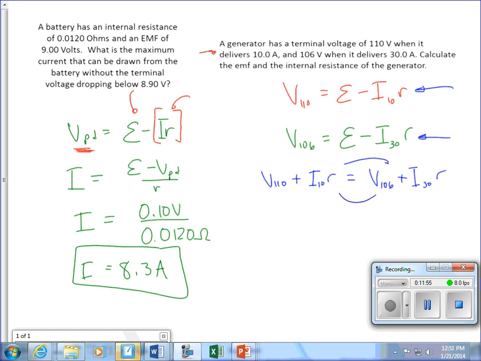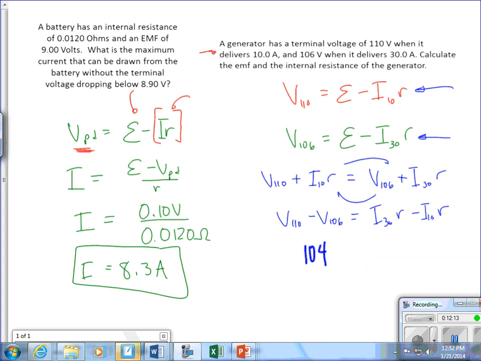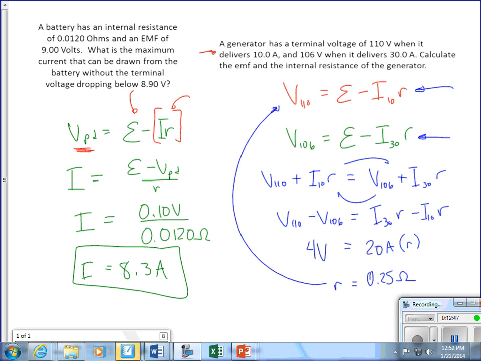I'll get all the r stuff over here and move the V's around. V110 minus V106 equals I30 r minus I10 r. So this is not 104 volts, it's actually 4 volts, and that's 30 amps times r minus 10 amps times r, so 20 amps times r. Therefore, r is 0.25 ohms. And then r just goes in there and we solve for E.